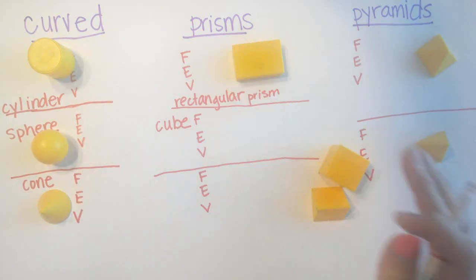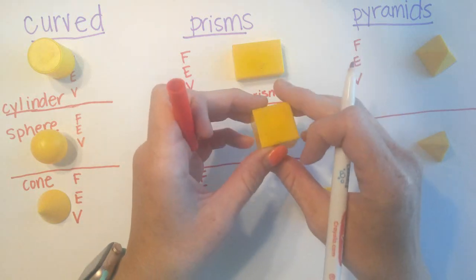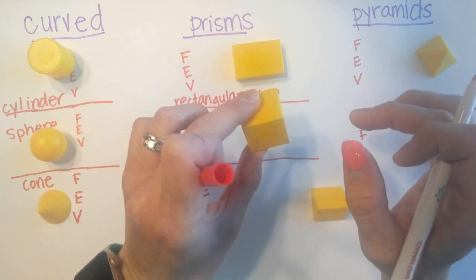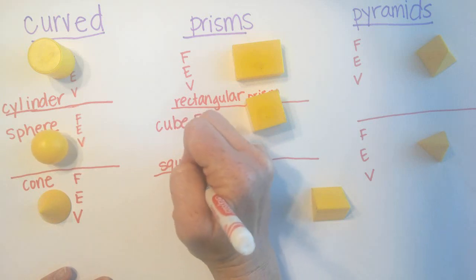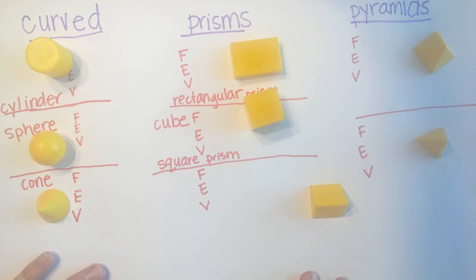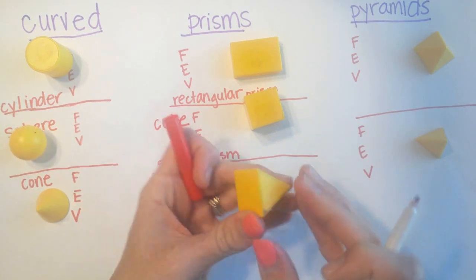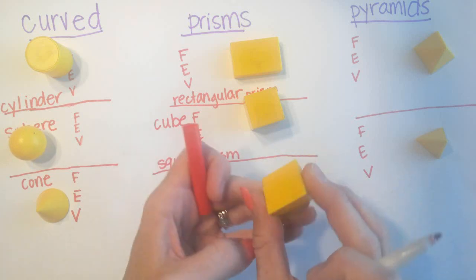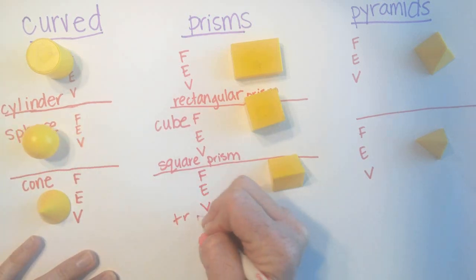Okay, then we have our cube. Our cube is made of all squares. It's very special. Now, since it has 2 identical ends of squares, a cube can also be called a square prism. And then lastly, we have this one, and this end, and the opposite end are both triangles. So, this is a triangular prism.